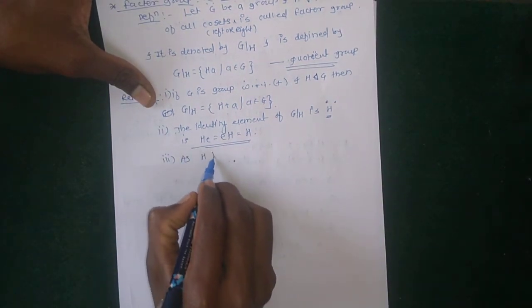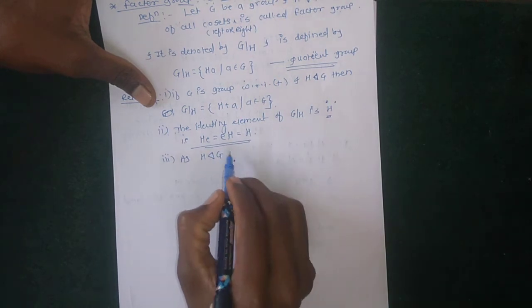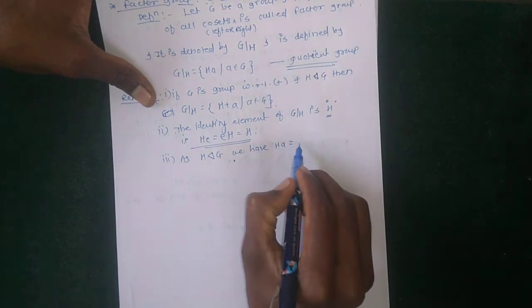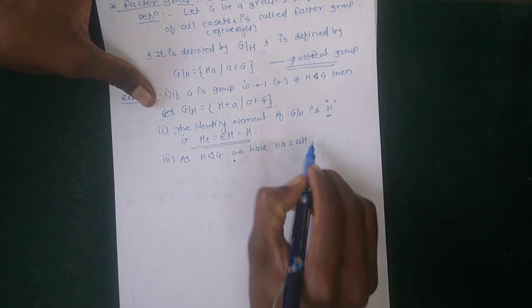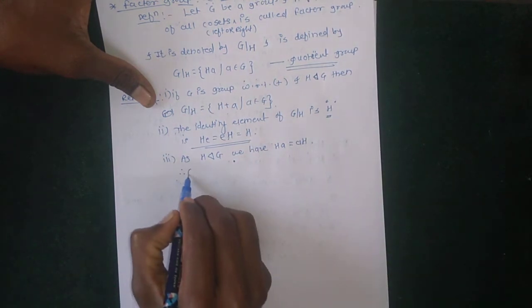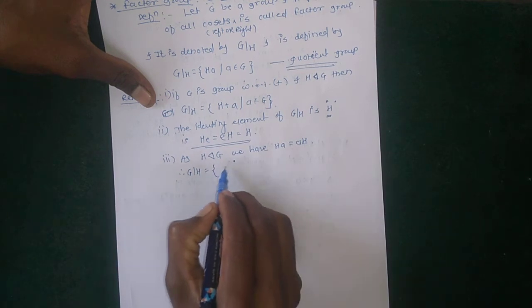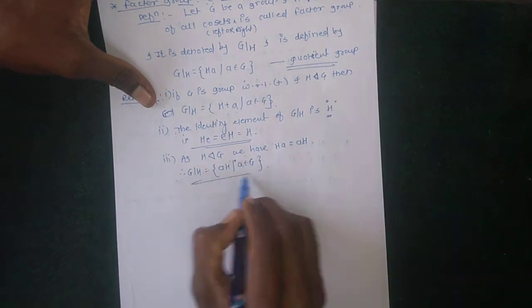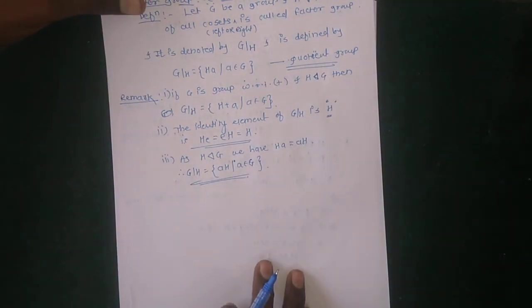Then the third remark is, as H is a normal subgroup of G, we have left coset equal to right coset always. Therefore G over H equals left cosets also. This is the definition of factor group, and this is the summary remark.